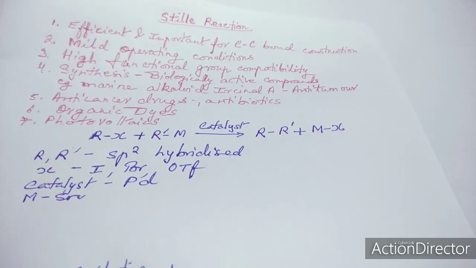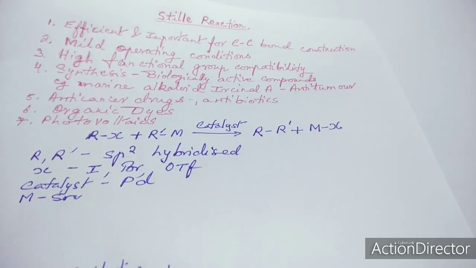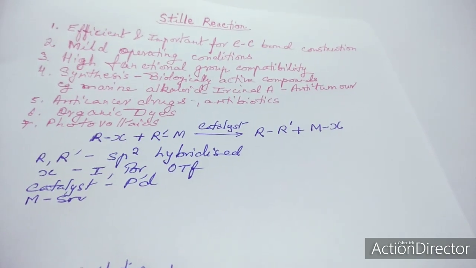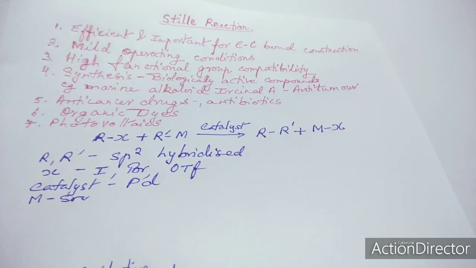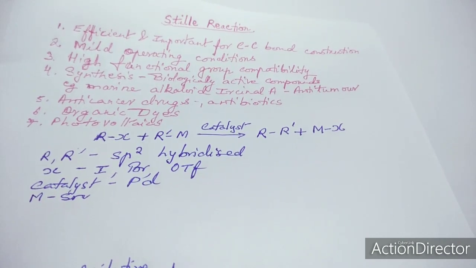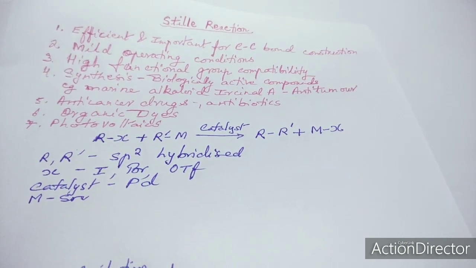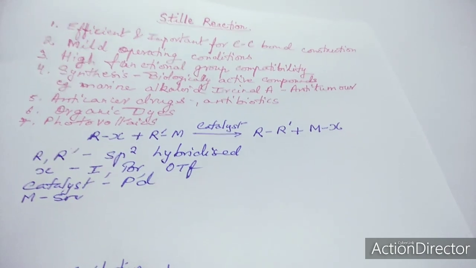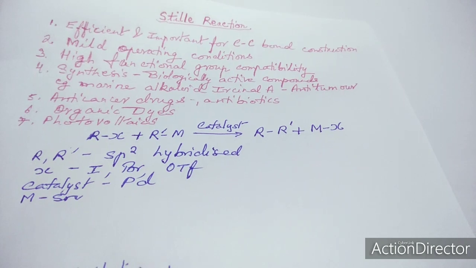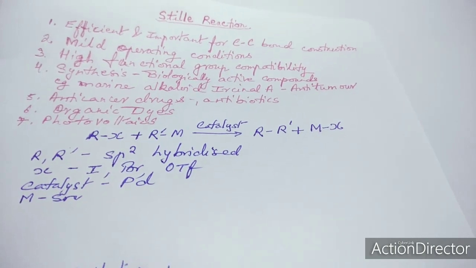At times, of course, in R-X we can take an alkyl group, as there is evidence that they have conducted certain reactions using an alkyl group. X is iodide, bromide or triflate, good leaving groups. The catalyst is palladium and the reagent is organotin, so M is tin. The metal used here is tin.